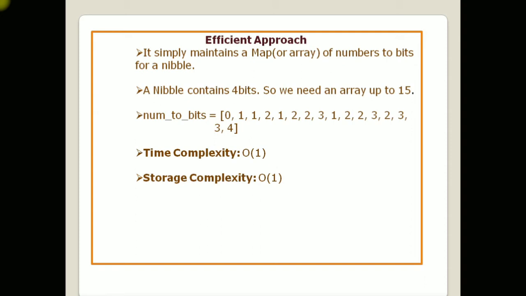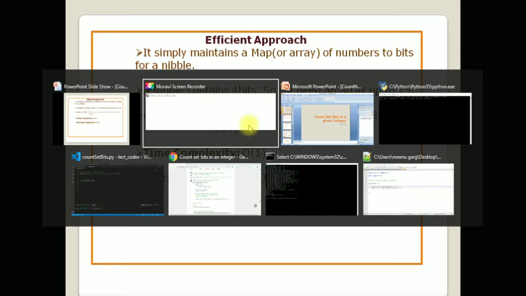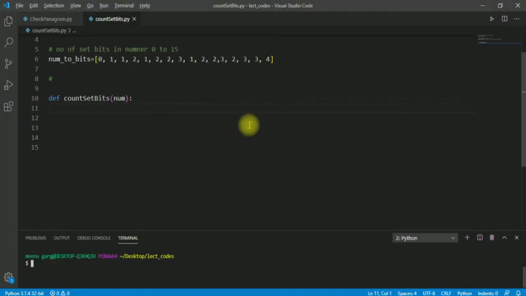Now many of you must be thinking that we are using extra space, but friends, this is constant space, means it's not dynamic, not increasing or depending on any integer value. It remains constant whatever may be the value of the given integer. Okay, so now without wasting time, let me move towards my code editor and let's write the code.